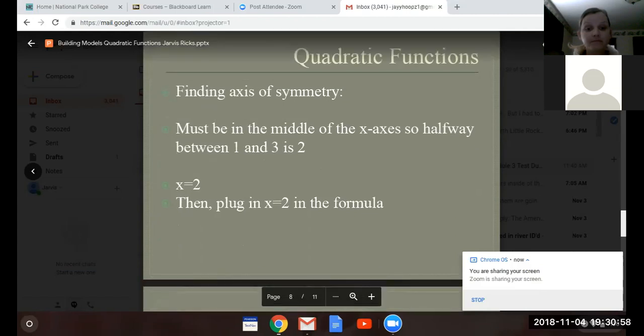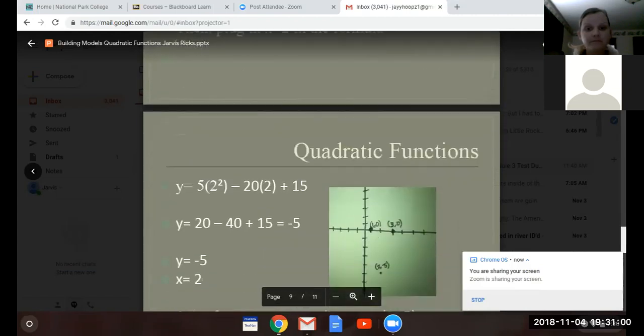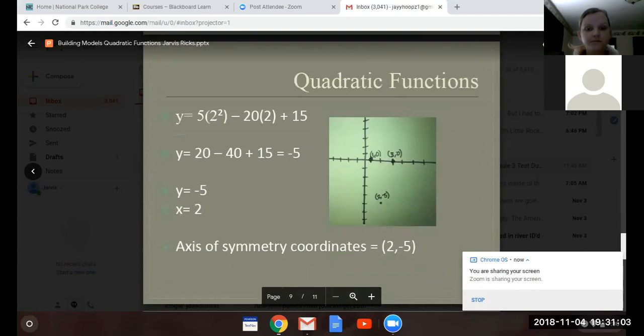After that, you plug the 2 in for x and solve to get the y-coordinate. If you plug 2 into the equation, this gives us y of negative 5. So our vertex coordinates are x is 2 and y is negative 5, and that can be plotted on the graph. As you can see, I have a little picture right there. That's the axis of symmetry down at the bottom.